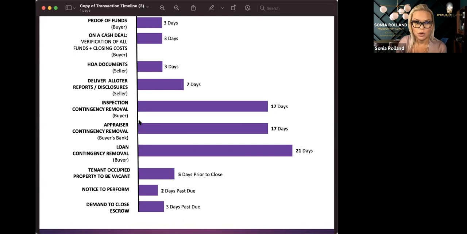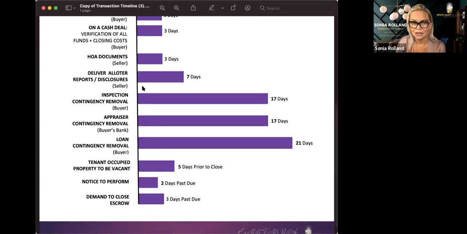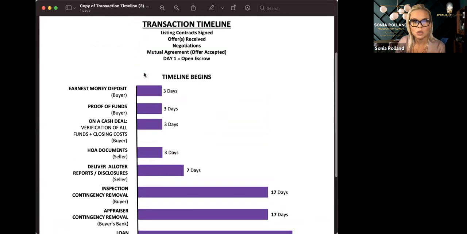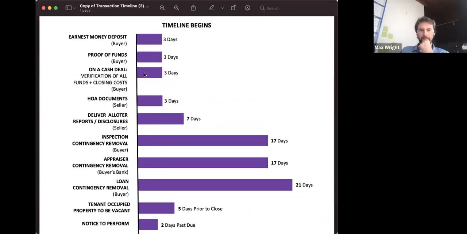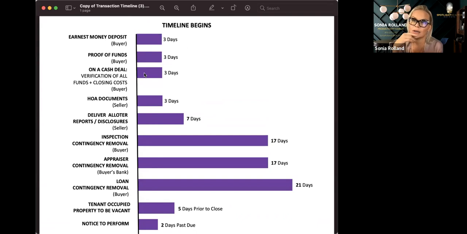So what do you guys think so far? For me, I'm a visual person, so this helps me, right? Yeah, this is great. So if you use a transaction coordinator, the first thing they do is create a timeline for you, and they'll tell you exactly on what days everything is due, right?